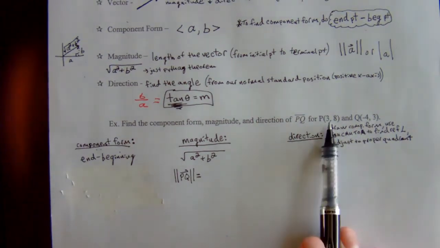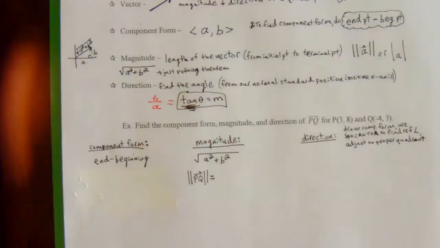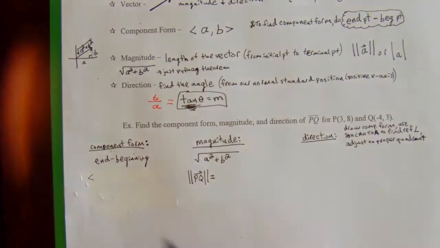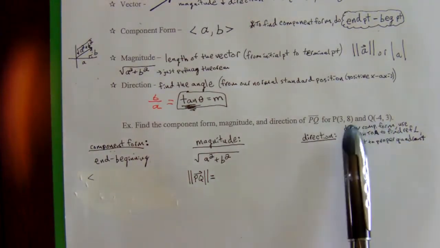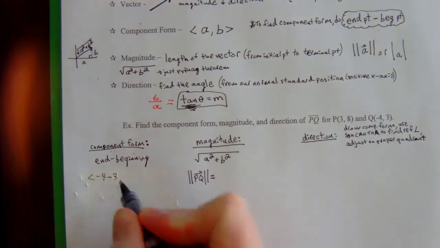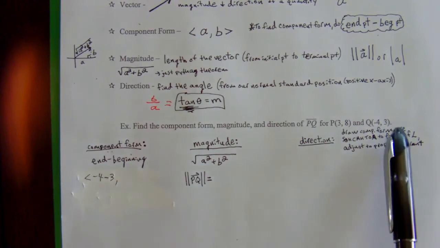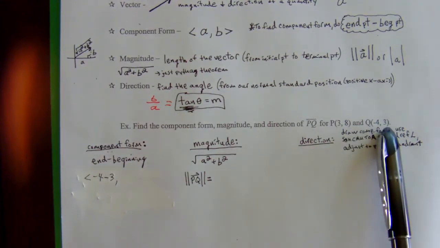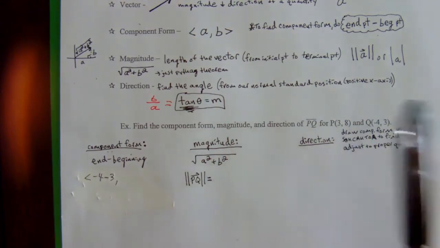So if I go ending minus beginning, that means I'm going to go Q minus P. To get the horizontal component of this vector, I'm just going to subtract the x values. So I'm going to go -4 minus 3. And to get the vertical component, I'm going to subtract the y coordinates. So I'm going to take the ending point minus the beginning point. I'm going to go 3 minus 8.